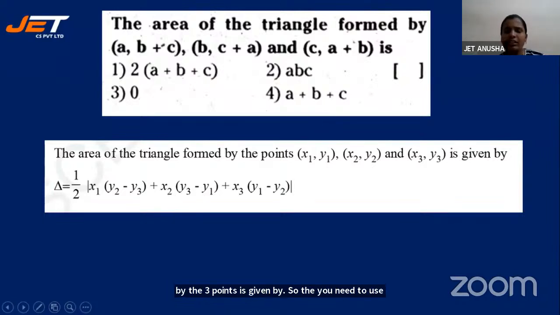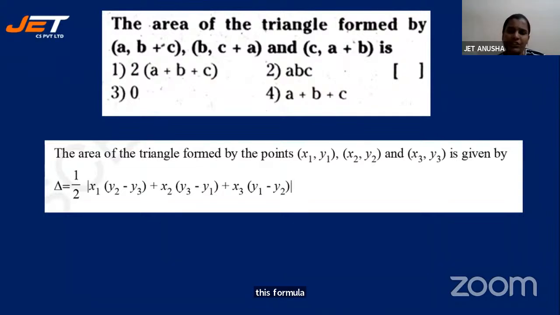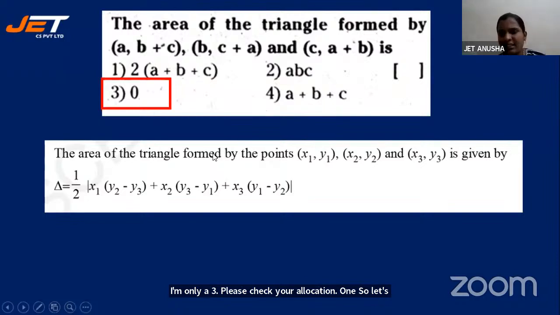Ashwin gave me 1. Amulya 3. Please check your calculation. Avinash 1, Renuka 1, Varsha 1, Pavani 1. So let's see what is the correct answer. The answer is 3. That is 0.